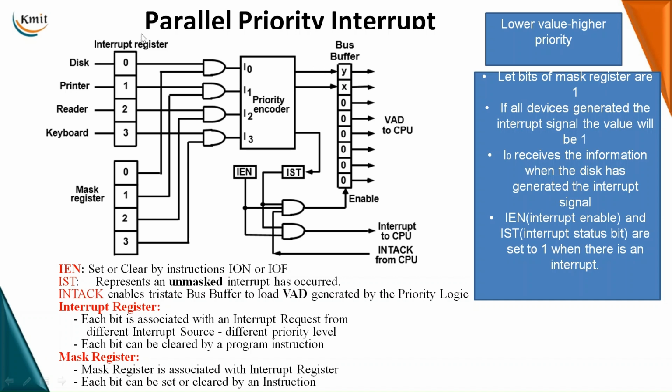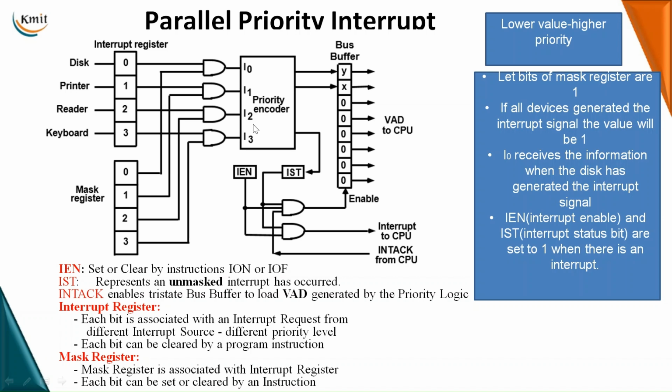Say, for example, two devices, printer and reader, request interrupts to the CPU at the same point of time. Then I1 will be one, because this bit and this bit are both ones. Similarly for reader, both lines will be one. So the I1 and I2 outputs will be one.